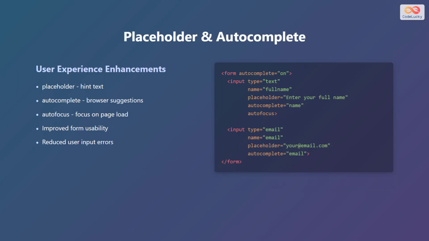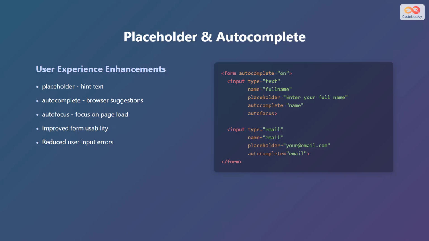HTML5 provides attributes that enhance user experience. The placeholder attribute displays hint text inside the input field until the user starts typing. The autocomplete attribute enables browsers to suggest values based on the user's previous inputs. The autofocus attribute automatically focuses on the input field when the page loads. These features improve form usability and reduce user input errors.